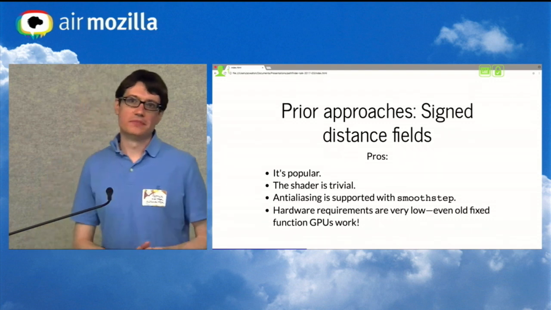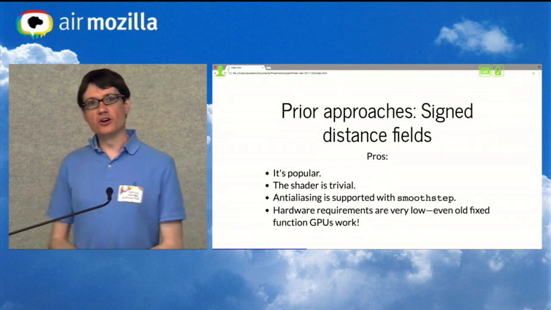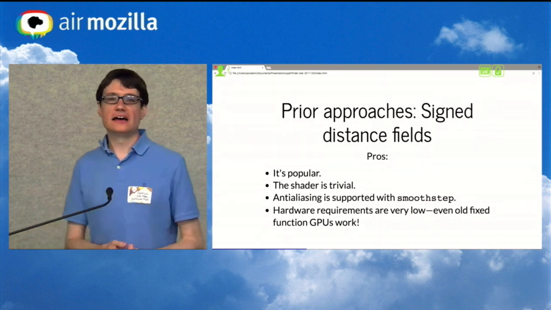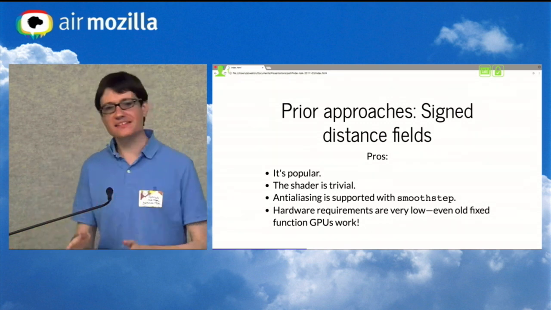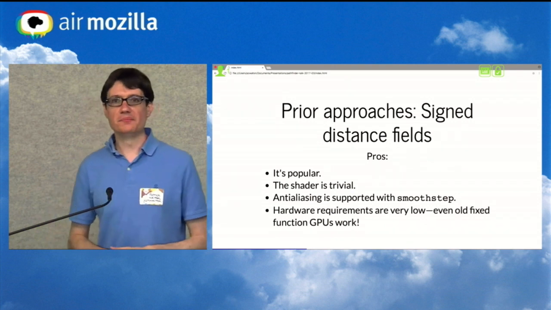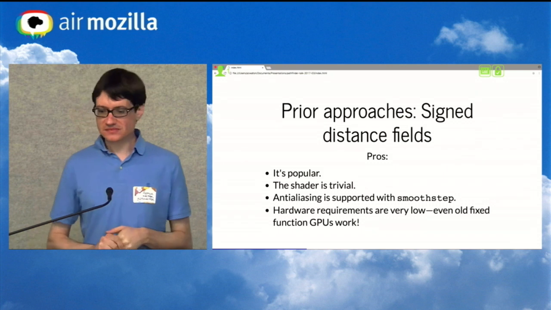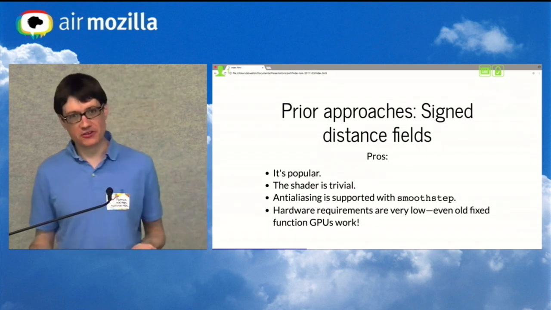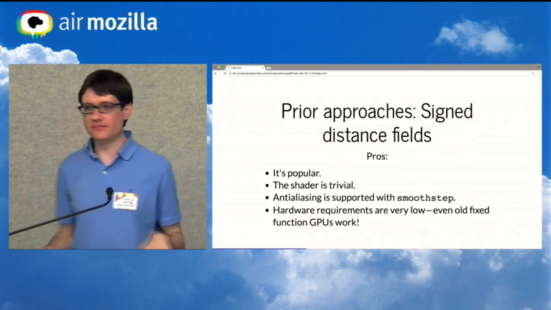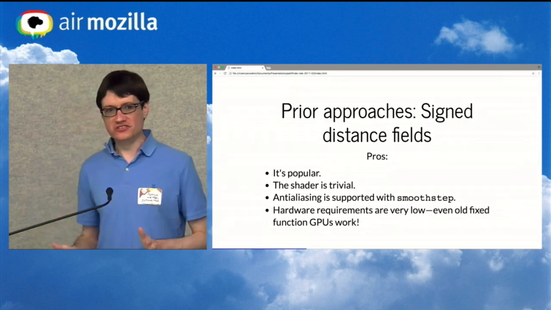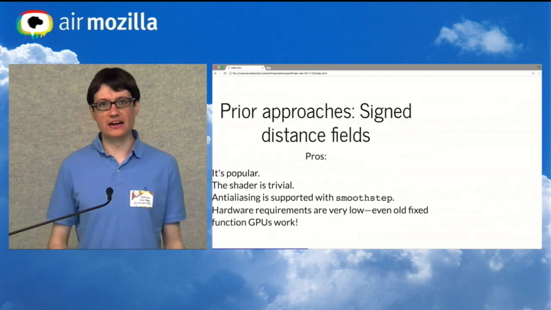So that's an issue. So pros, with signed distance fields, popular. The shader's really trivial. You can get okay anti-aliasing. It's not great, but it's better than having it look really jagged. And the really nice thing is why this is popular in games is that it works on every GPU, even ancient ones that don't have any shaders at all. You can still configure GPUs so that you can render them. So that's pretty nice in that use case.